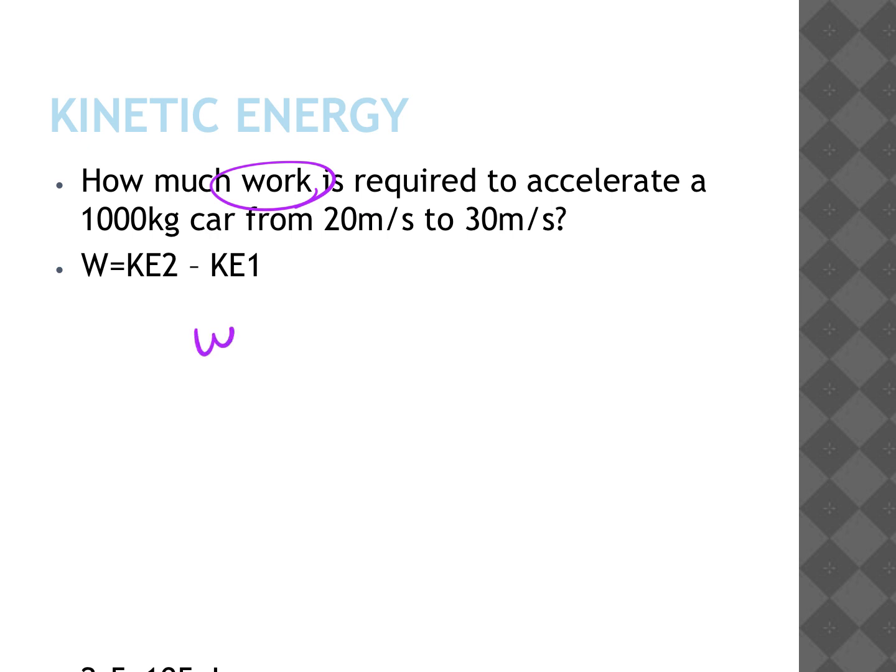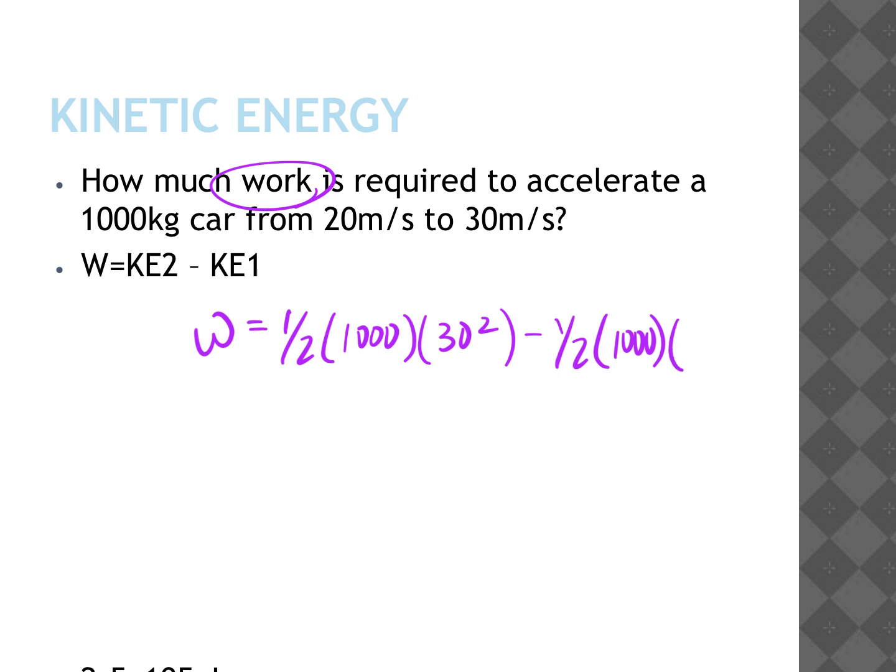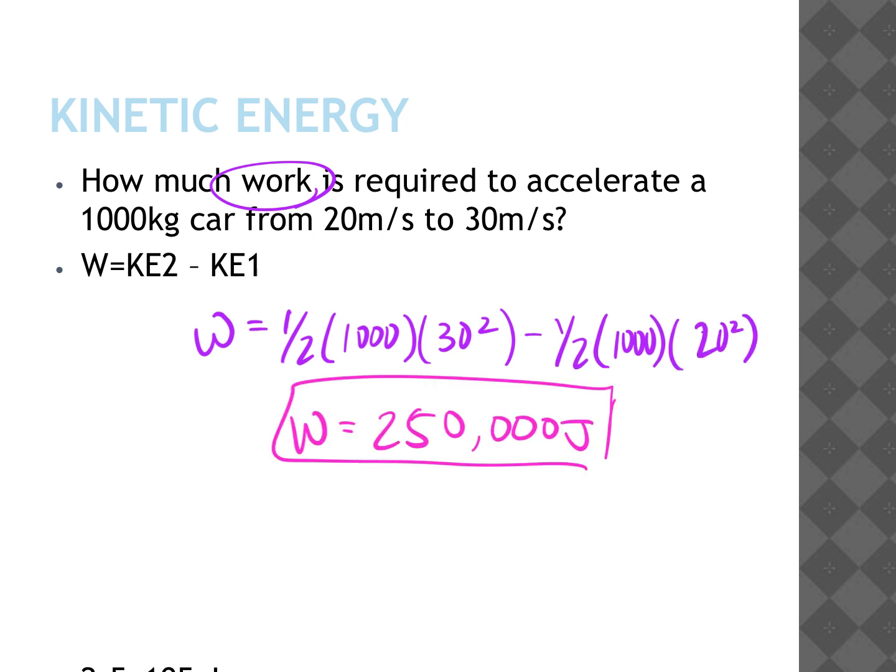So how much work is done? 1/2 m, and then we have to be careful. Does 20 go first? 1/2 mv squared. It needs to be my final velocity here. So 1/2 times 1,000 times 30 squared minus 1/2 times 1,000 times 20 squared, right? A lot of work.